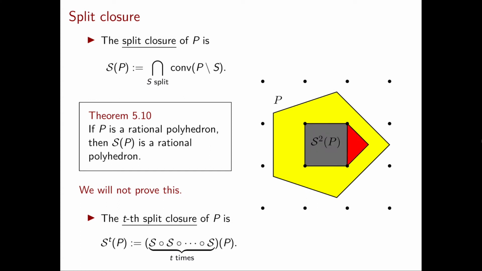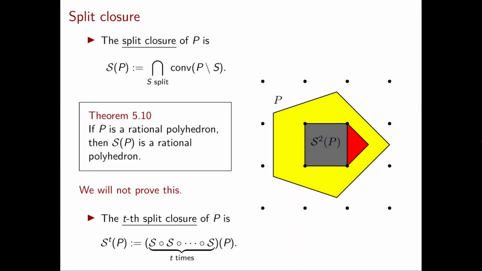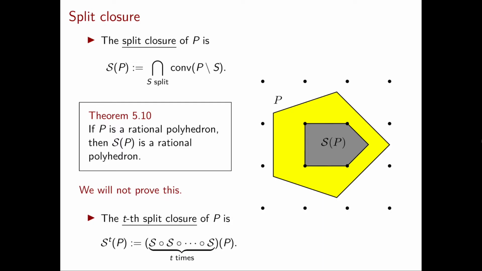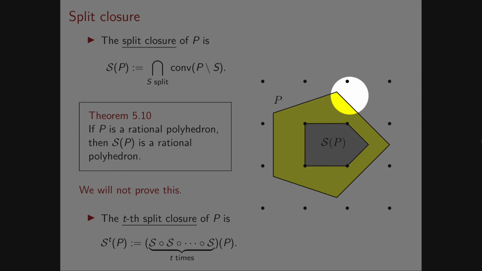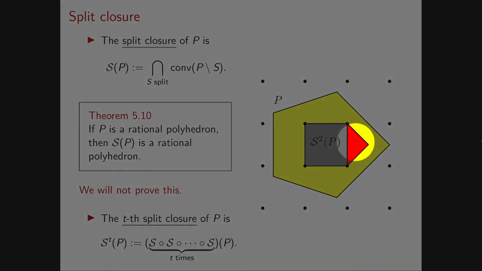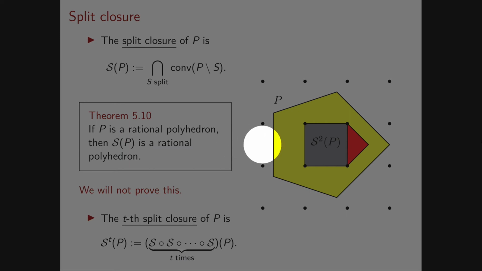In this case, in our example, the second split closure of P coincides with the integer hull of P. Why? Because in this case, there are no points in the split closure of P that are in this region, and so this split immediately gives you a split inequality for the split closure of P that chops off this triangle, this red triangle, allowing us to obtain the mixed integer hull of P as the second split closure. Note that the same split inequality could have also been obtained by considering this horizontal split.